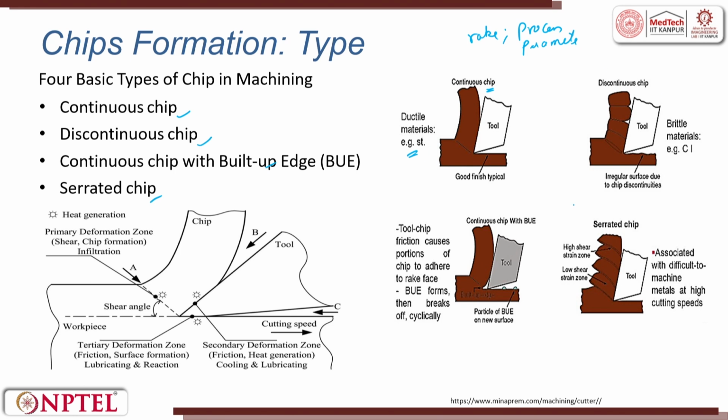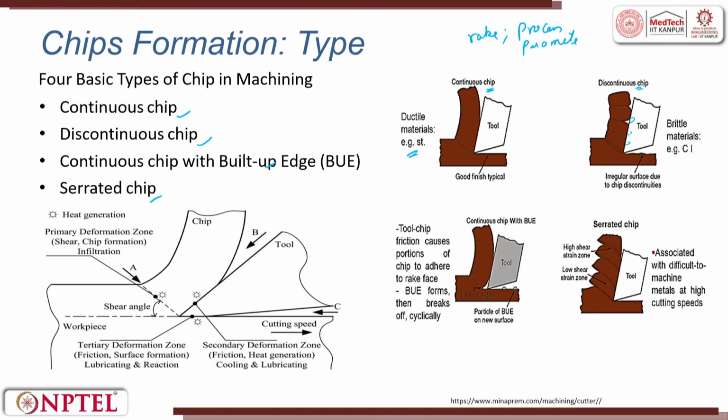A discontinuous chip forms when you have a chip breaker or when the material is brittle. In brittle material, what happens? There are already several cracks in the workpiece. As and when you start machining, the cracks initiate and move faster, and they join at a place and remove a chip. So you always get a discontinuous chip.